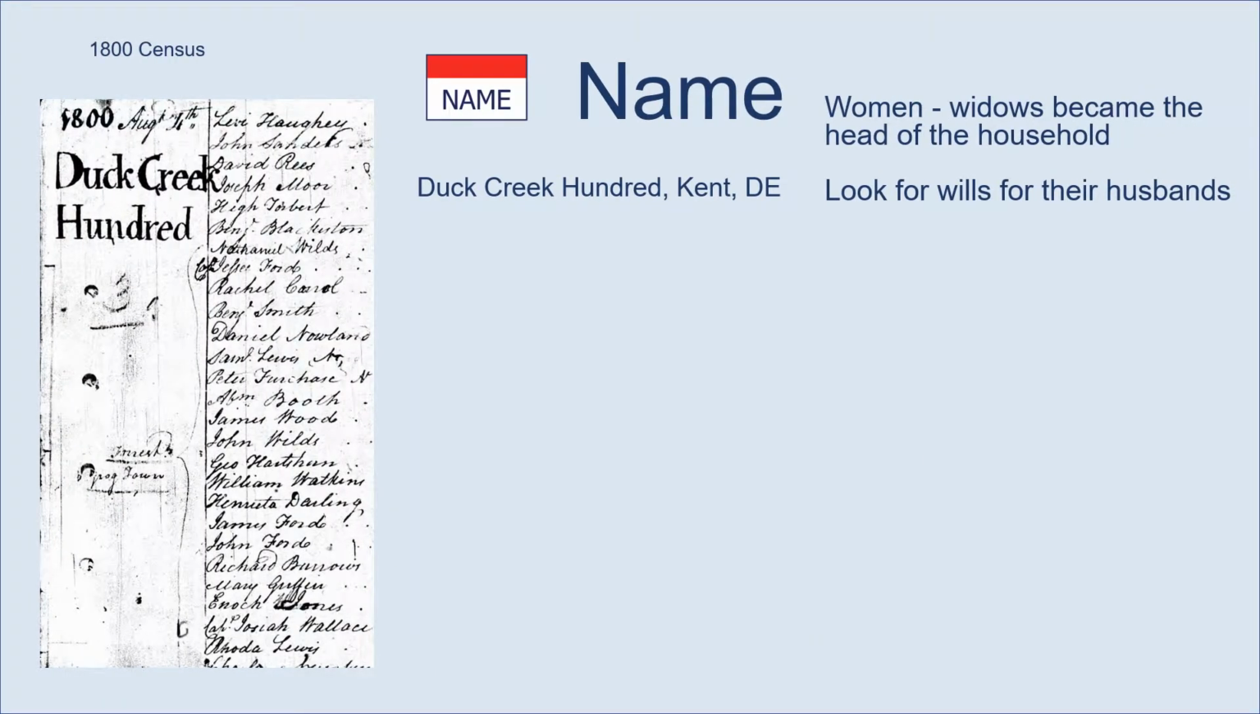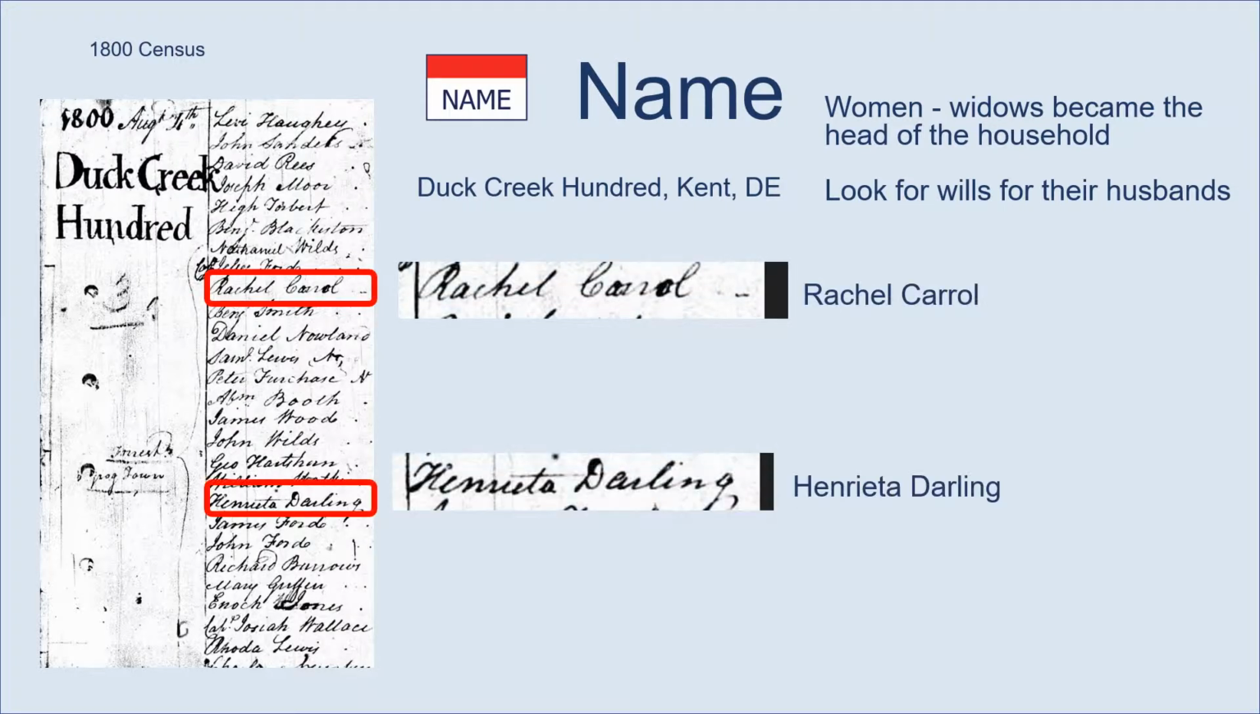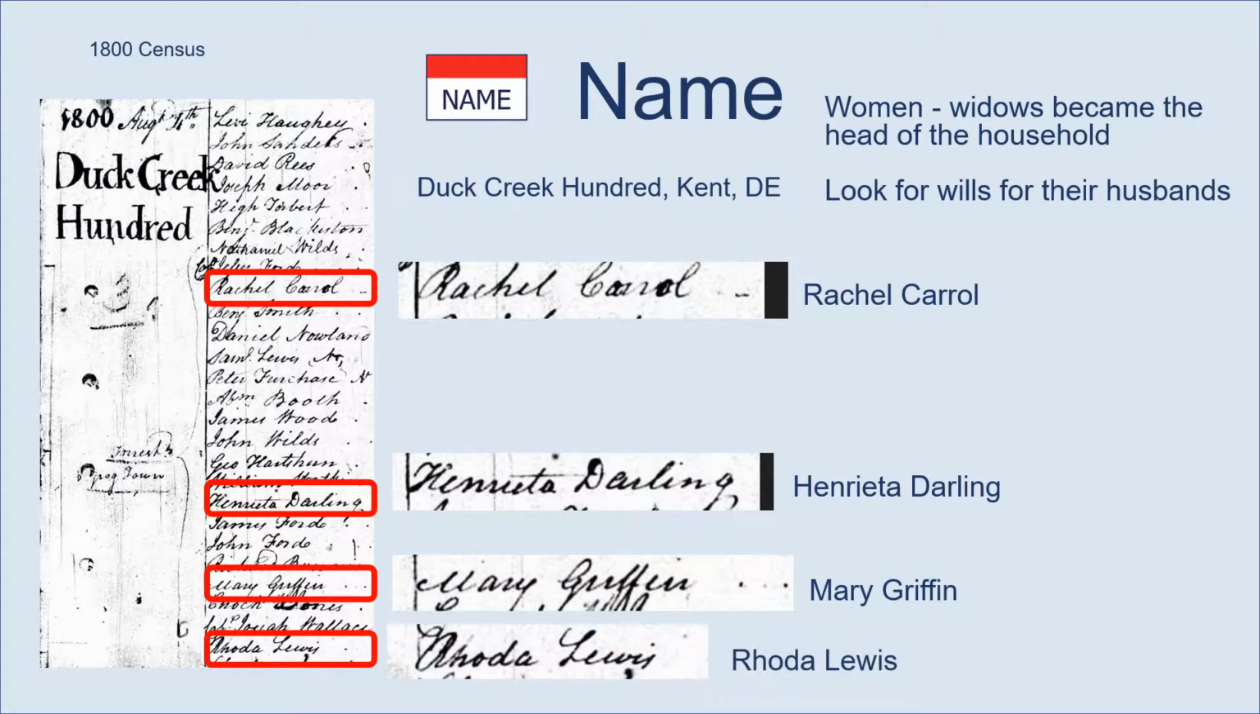Sometimes women were listed. Usually it was because they were widows and left as head of the household. This is an indication to look for wills for their husbands, as these women were left with property to become the head of the household. This is from Duck Creek 100, Kent, Delaware. Rachel Carroll, Henrietta Darling, Mary Griffin, and Rhoda Lewis.